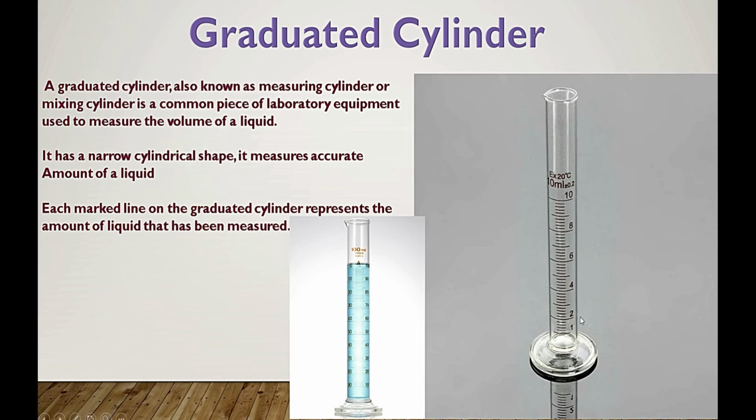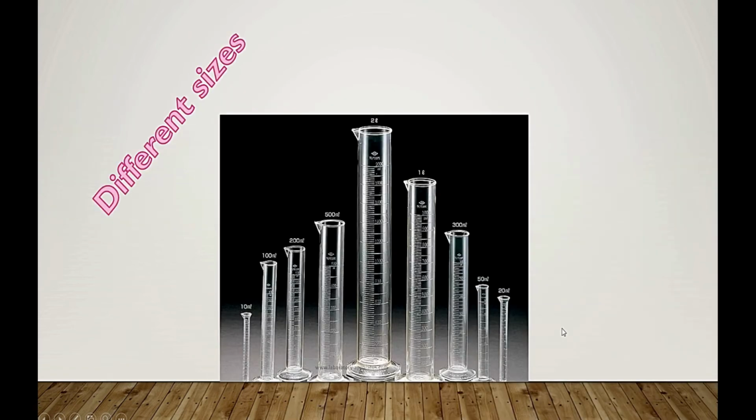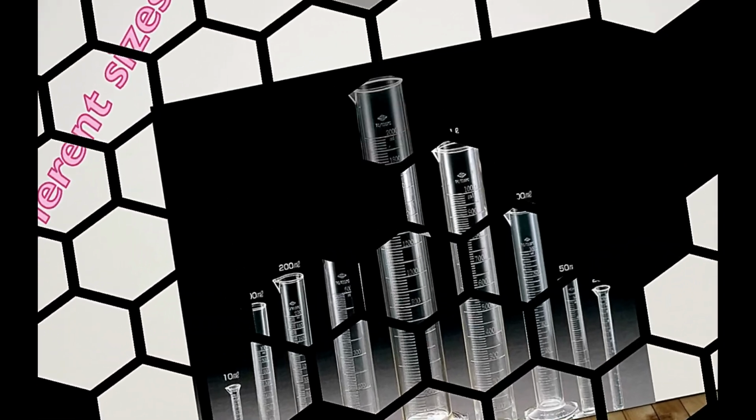Each marked line on the graduated cylinder represents the amount of liquid that has been measured. So if you have to measure only 2 ml of the liquid, you can fill this graduated cylinder till 2 ml. It comes in different sizes.